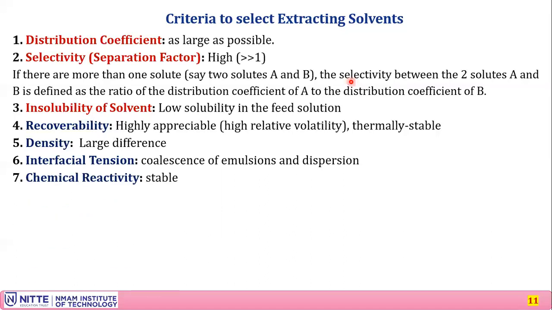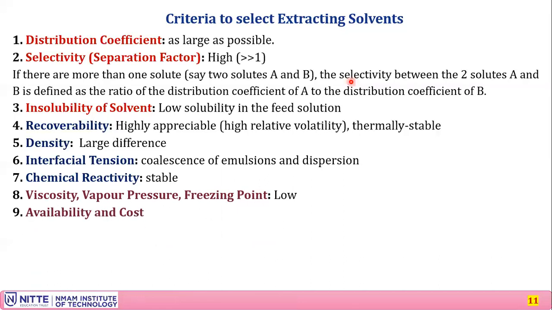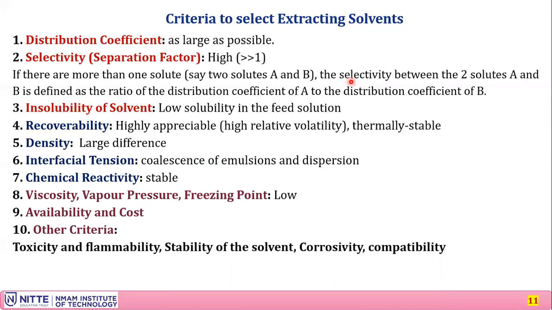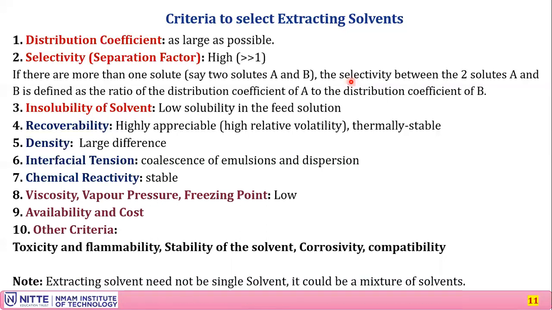Chemical reactivity, it should be stable. The solvent should be stable, it should not react with any solute. And certain thermophysical properties should be low, so that you can operate easily at room temperature. Its availability and cost is also another important issue. Sometimes that may be overruled. Other criteria include toxicity, flammability. It should be low toxic or low flammable. It should be stable enough. It shouldn't be corrosive. It should be compatible with all the systems that you're using.